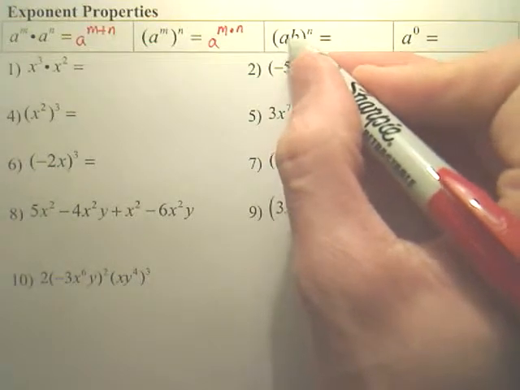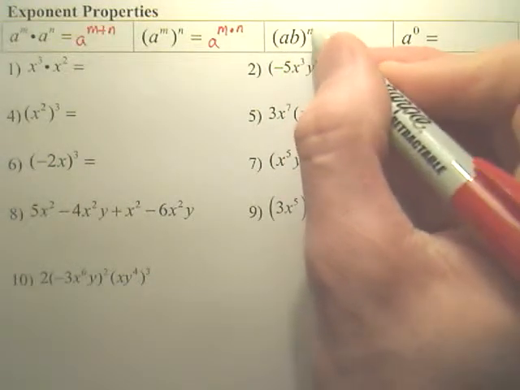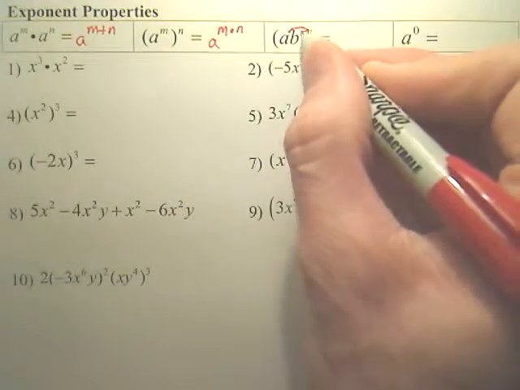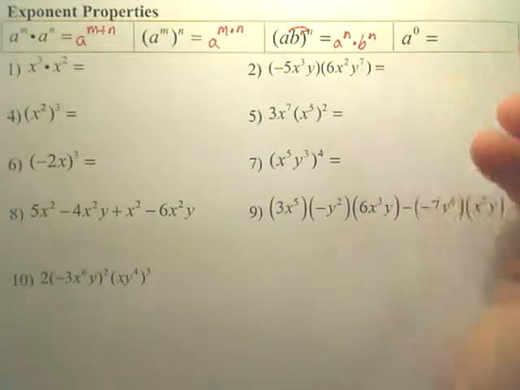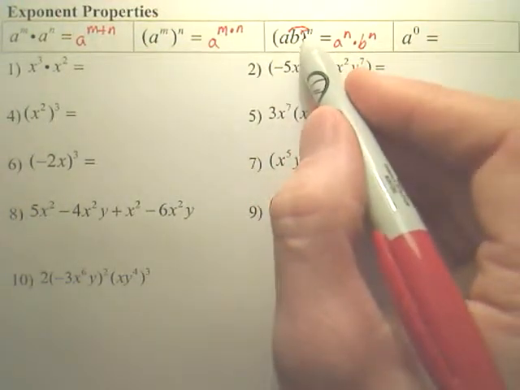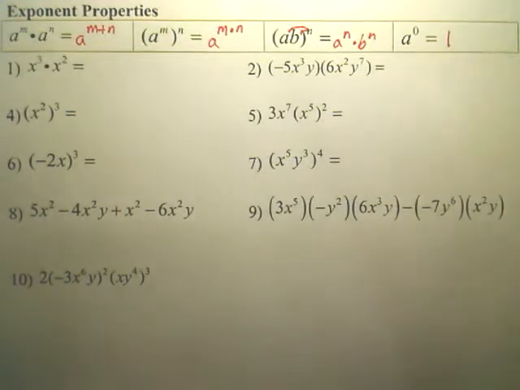When you're taking two things, 2, 3, however many things inside of here, to a power, what you're doing is you're distributing this power to both pieces. So it basically becomes a to the n times b to the n. That n goes to both pieces. And anything to the 0 is 1. Those are your 4 building blocks. Okay? And you got to just memorize those.